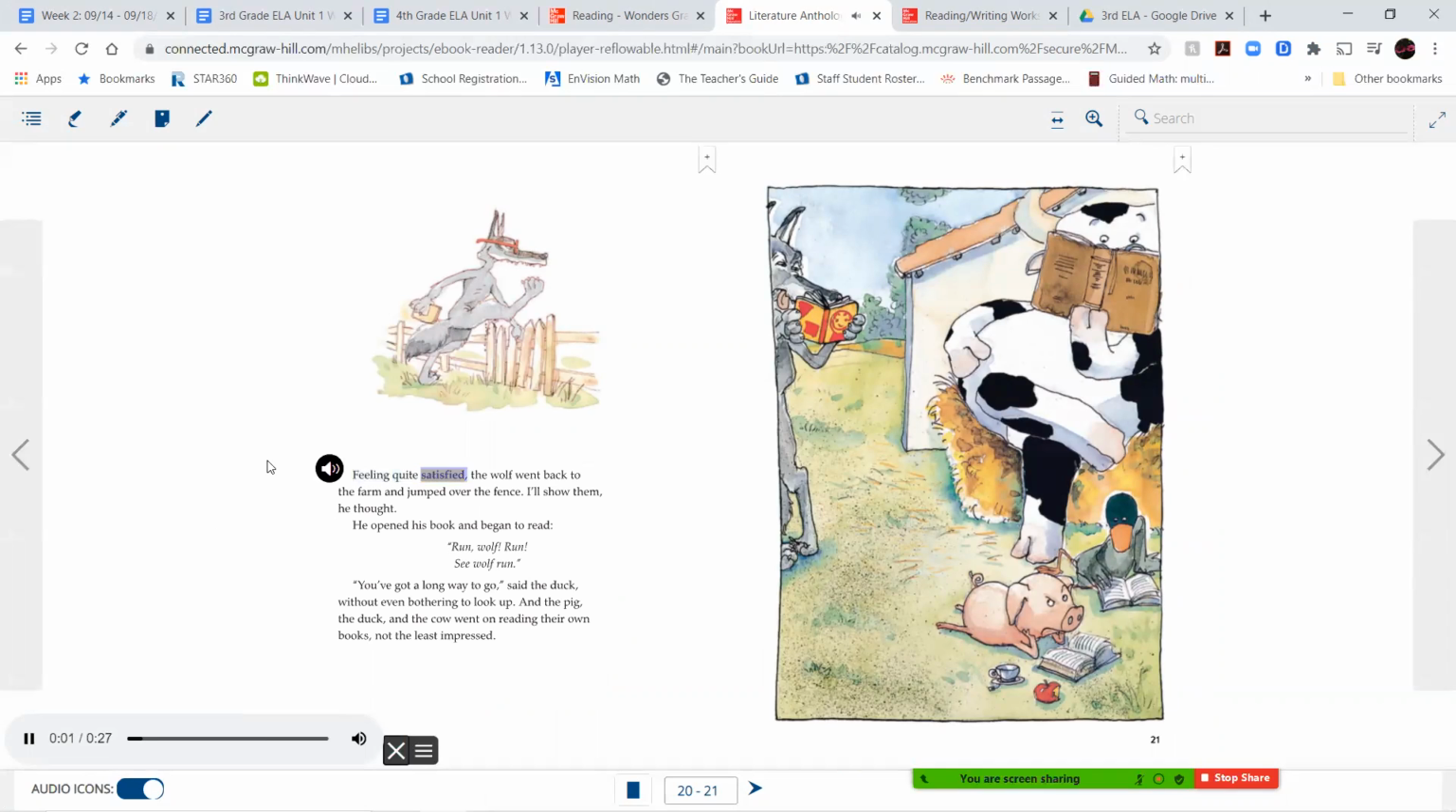Feeling quite satisfied, the wolf went back to the farm and jumped over the fence. "I'll show them," he thought. He opened his book and began to read. "Run, wolf, run! See, wolf, run!" "You've got a long way to go," said the duck, without even bothering to look up. And the pig, the duck, and the cow went on reading their own books, not the least impressed.